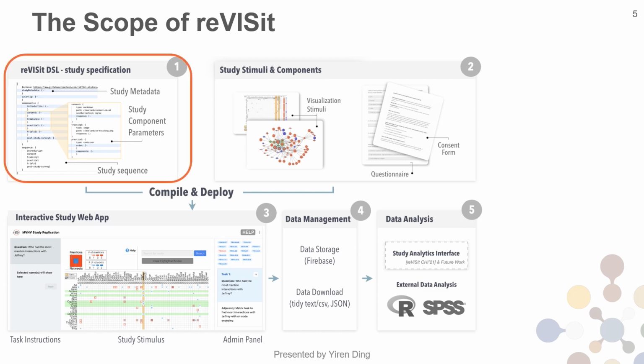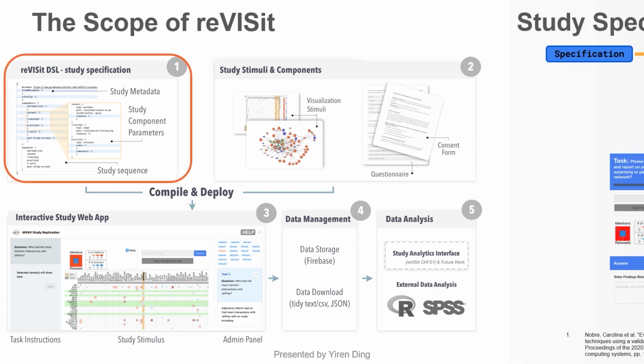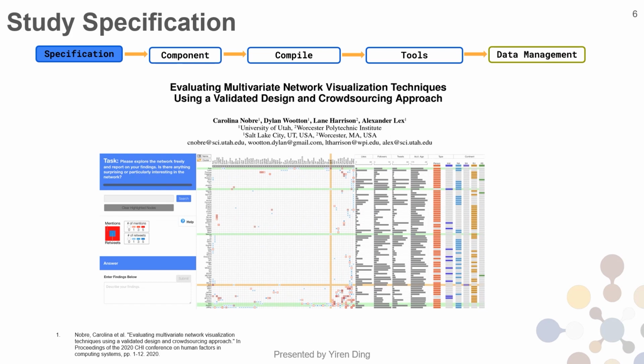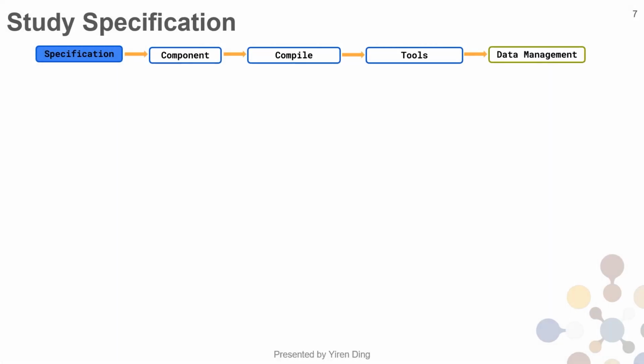Let's start with the study specification. Here, I use this empirical study for adjacent metrics as an example. It is a part of the study for evaluating multivariate network visualization. In this study, it has a fixed flow with multiple stages.